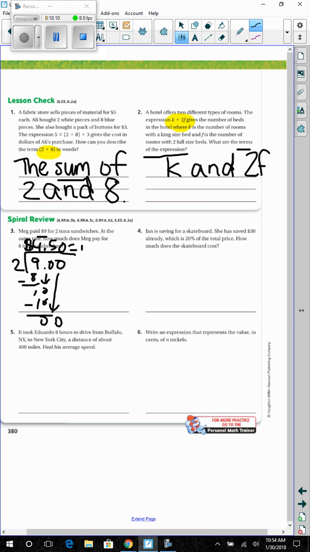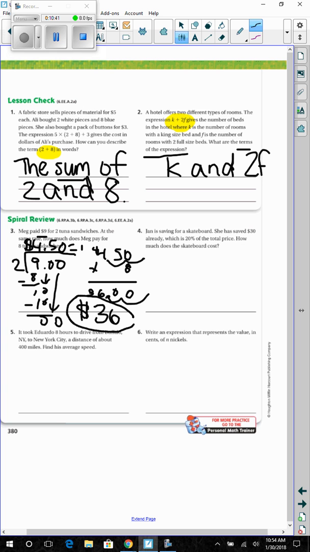At the same rate, how much does Meg pay for 8 tuna sandwiches? So now we need to take $4.50 times 8. 8 times 0 is 0. 8 times 5 is 40. 8 times 4 is 32, plus 4 more is 36. I moved my decimal point over 2 times, so I'm going to do that in my answer. So my answer here is $36, the total cost she's going to pay for 8 tuna sandwiches.